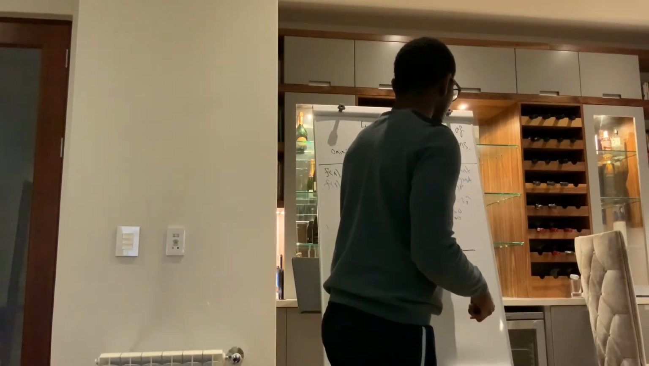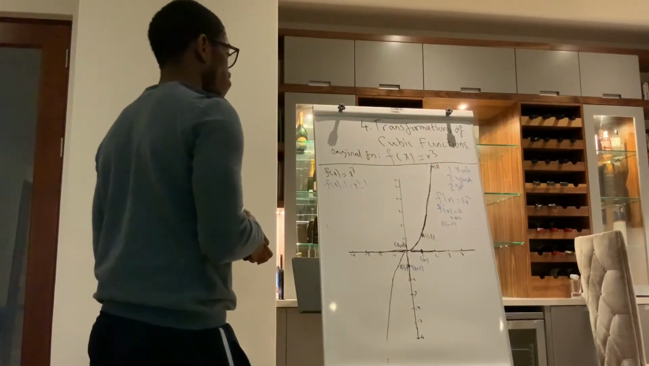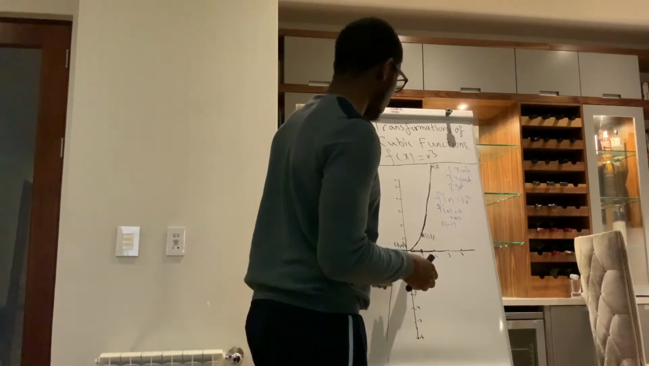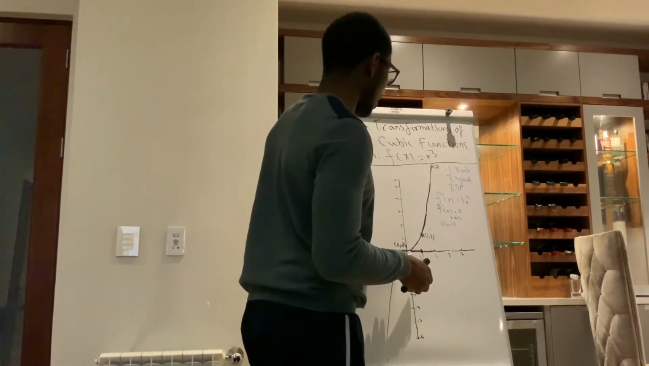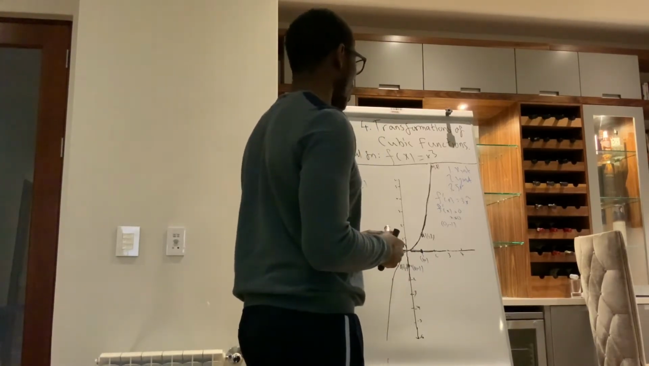So we have a stationary point at (0, -1). So we see that here is the new stationary point. And that makes sense because the graph's been shifted down by 1.